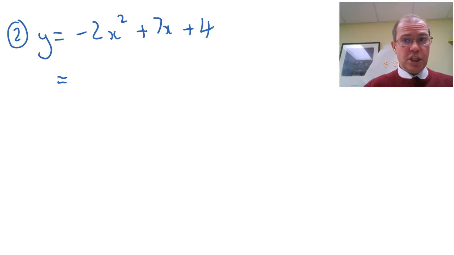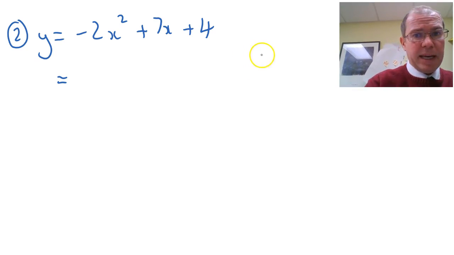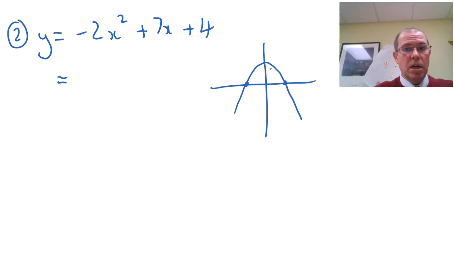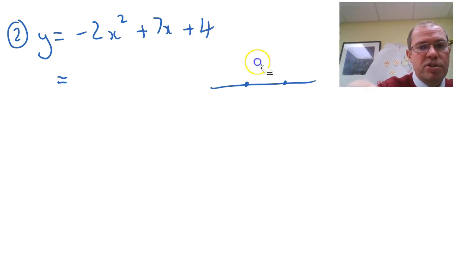Another method is actually to use the x-intercepts. So I'm going to try and find the x-intercepts, and then I know that if it has 2 real x-intercepts, the vertex will be halfway between the 2 x-intercepts by symmetry. So let's see if we can find them.